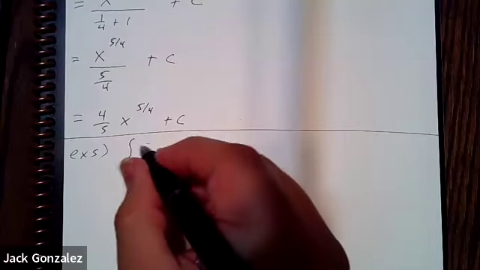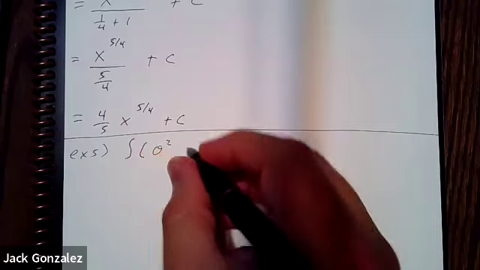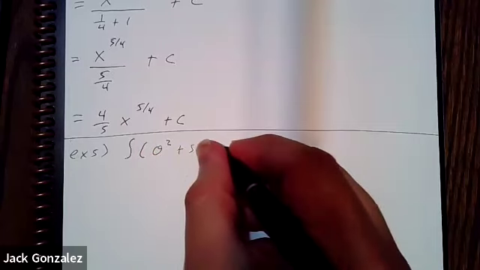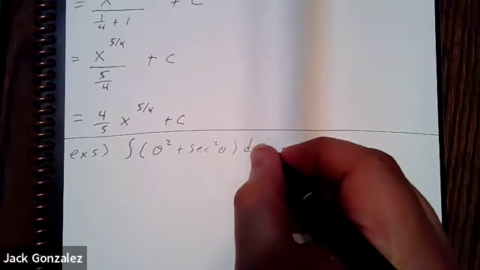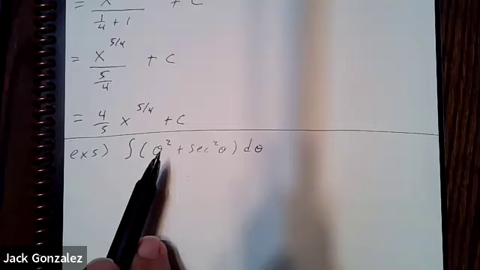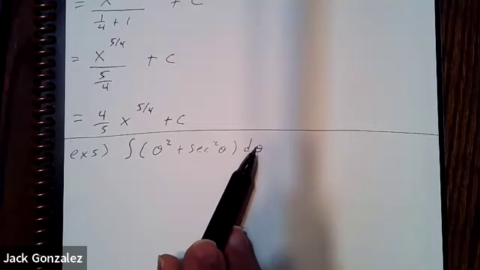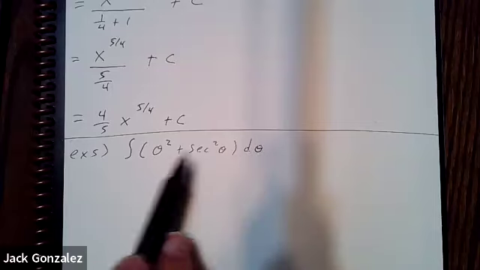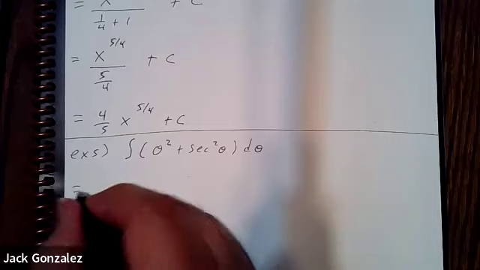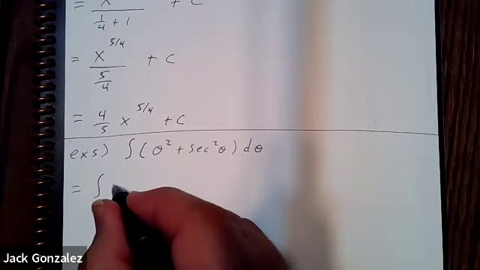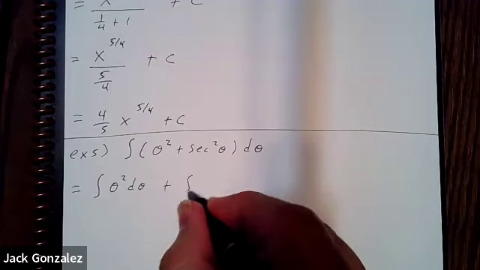So don't let the homework mess with your head when they change the variables. It doesn't matter what they are. It's all the same as long as you're integrating with respect to that variable. Here we're doing theta: the integral of theta squared plus secant squared theta with respect to theta. So do one piece at a time. So you're going to get an integral for this piece plus the other one.